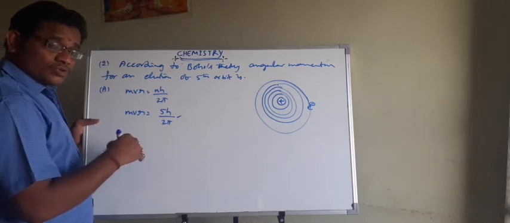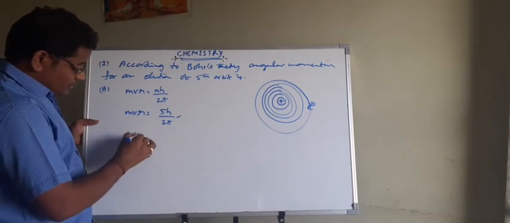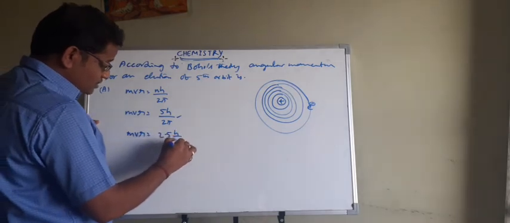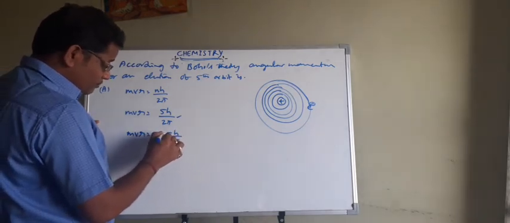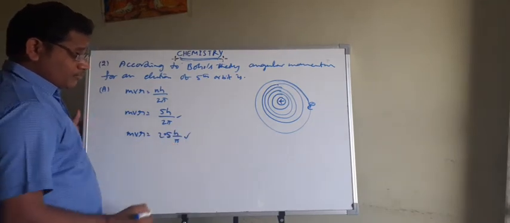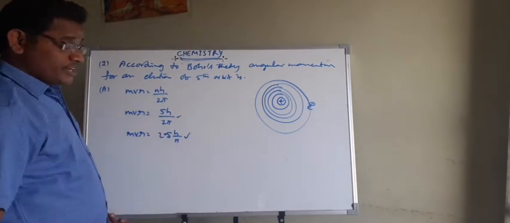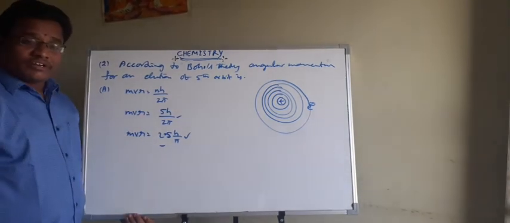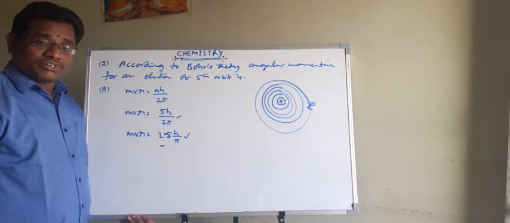Sometimes the question options will be given like this: mvr is equal to 2.5 into h by pi, because 5 by 2 means 2.5. So we can write any one answer. This is the angular momentum of an electron in the fifth orbit. Then the next one is the third problem.